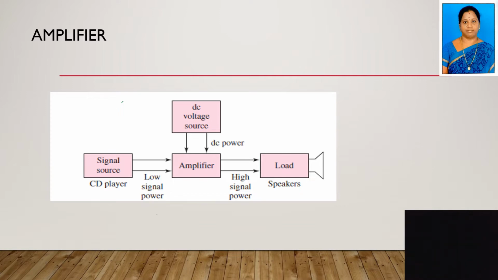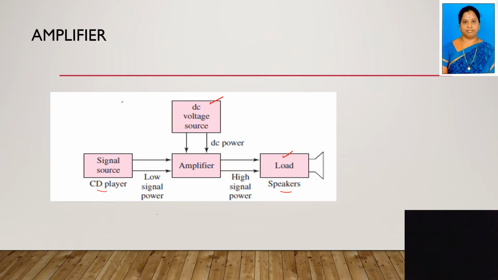See here, this amplifier contains the signal source, that is your input signal, right? It may be your audio signal or video signal. Then we have the DC source, right? Here it is load. Load is nothing but the device which will consume the power. It's called as load. Example is speaker, right? The device which produces the power is called source, right? The example here is CD player.